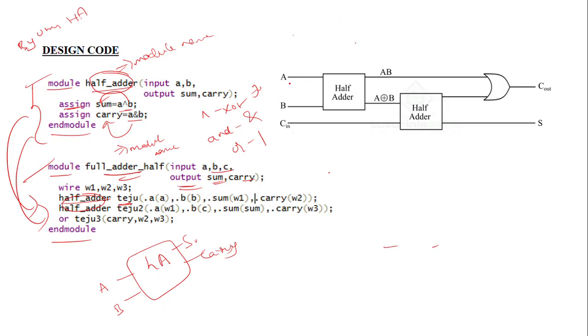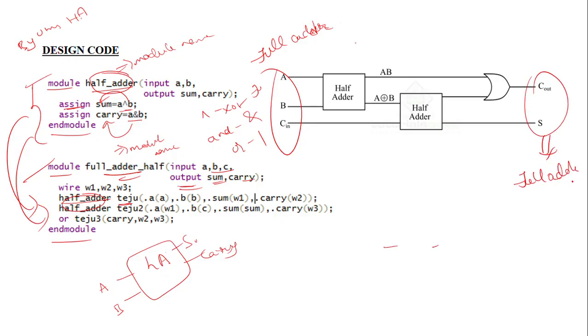Now see, if these are the full adder inputs, just imagine like that. Full adder in, full adder, and these are the full adder outputs. So just remember like that: these are the full adder inputs, these are the full adder outputs. For the half adder, A, B are the inputs.